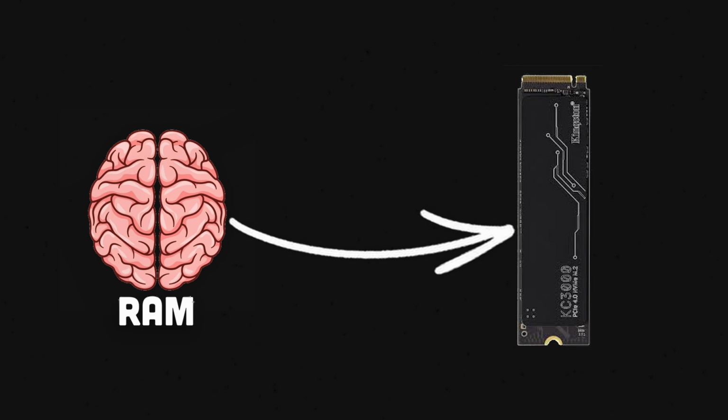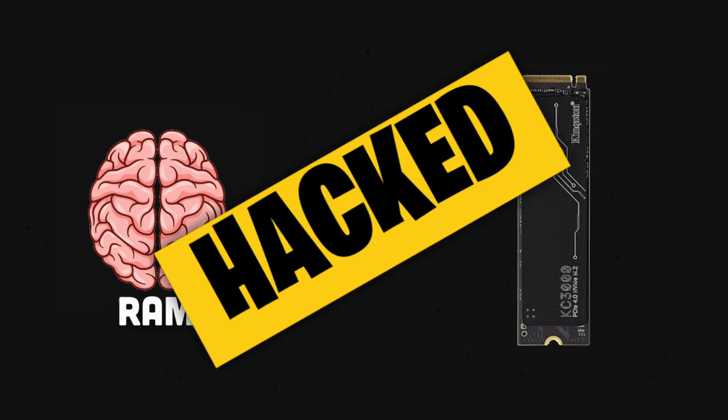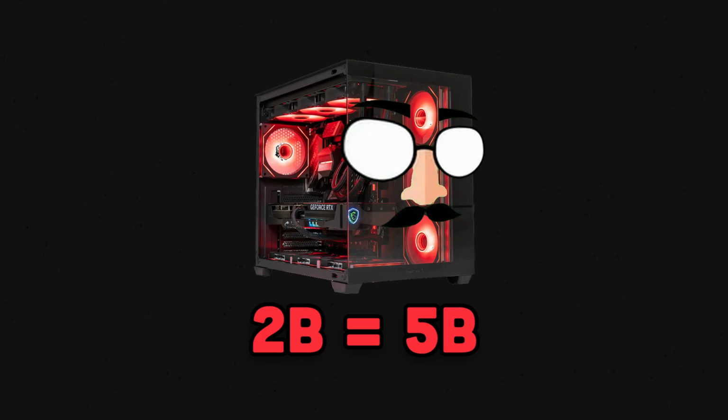Basically, this method uses storage to increase the knowledge base without extra RAM. You actually get a result from a 5 billion parameter model, while the hardware thinks it's only running 2 billion. Like, what the f, bro?